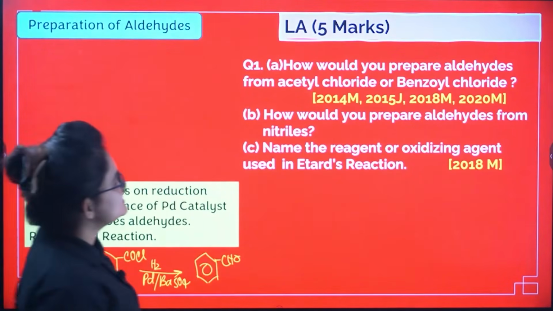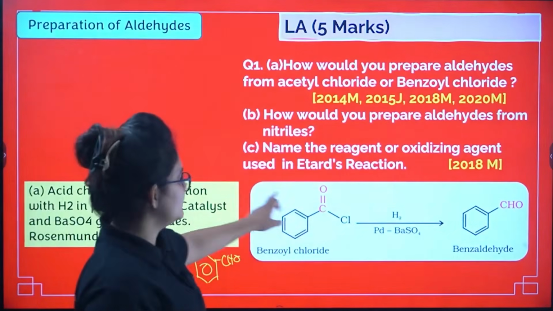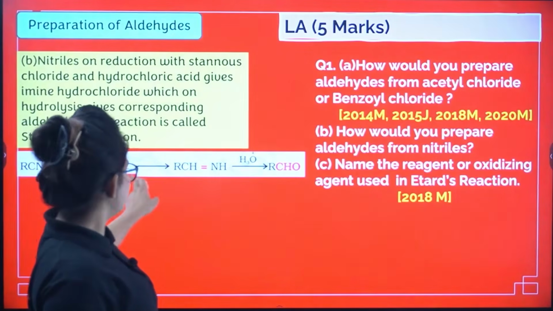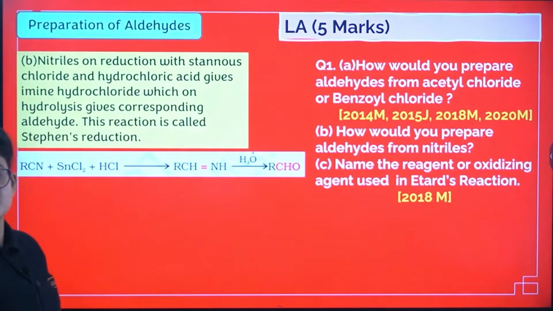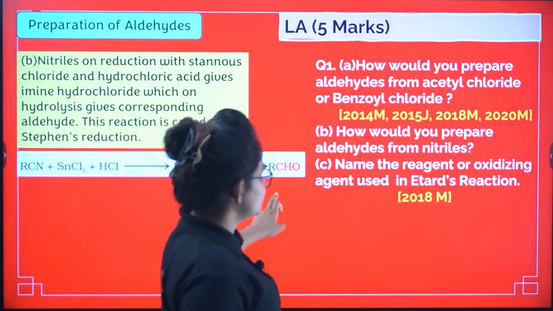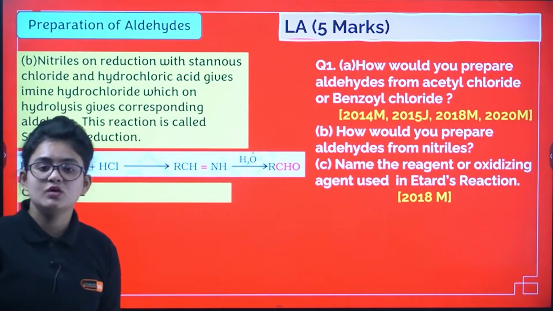How would you prepare aldehyde from nitriles? That is the Stephen reaction. This reaction is already done here. Next you can see, how do you prepare aldehydes from nitriles? This is the Stephen reaction. You have to treat this with SnCl2 and HCl. Next, name the oxidizing agent used in Etard's reaction, that is CrO2Cl2, called chromyl chloride.